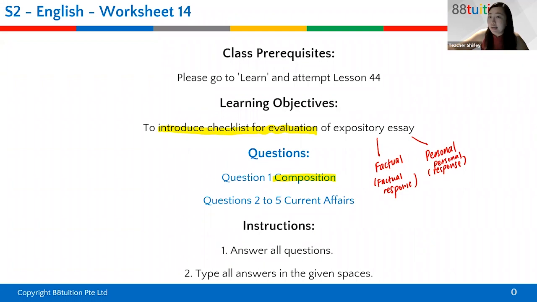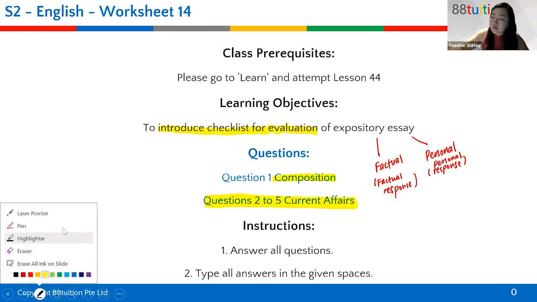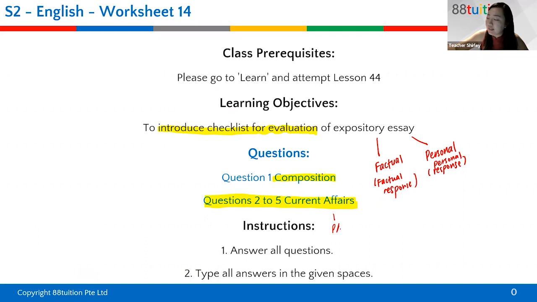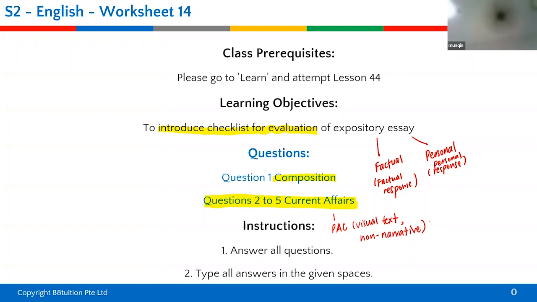Okay, and the next part, like I said just now, it's a typical section which you will see in every 88 tuition English lesson, because we are going to cover current affairs. And usually when we cover current affairs, there will be questions like your PAC, which applies to the different texts, not just visual text, okay, but also sometimes in your non-narrative text as well. You want to know the purpose, audience, and context. Okay, so that's current affairs for you. That's what we're going to do in a nutshell.